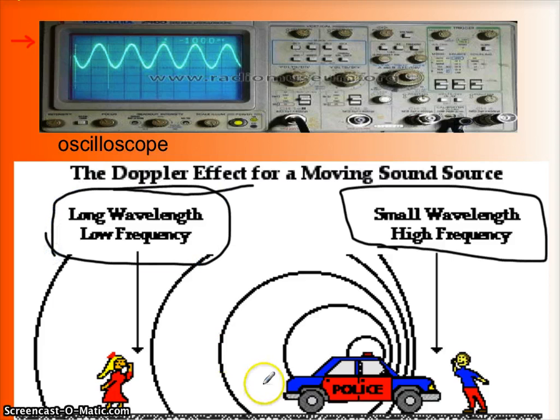Now here's why. If you have something that is moving and making sound, it can actually catch up to the sound waves that it's giving off, and that's exactly what's happening in this case. We have a police car. The police car has its siren, and since it is catching up to its sound waves, you will have a lot of sound waves in a short space, I guess you might say.